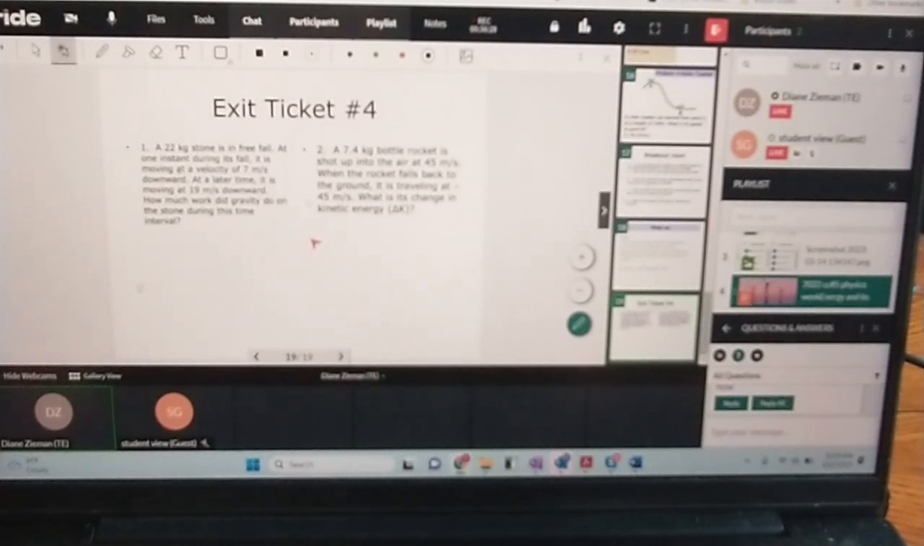The students that watch the recording, because they couldn't attend the live class, are required to do these exit tickets to show that they watched the lesson, they comprehended the material, and this is how they can get credit for coming to class.